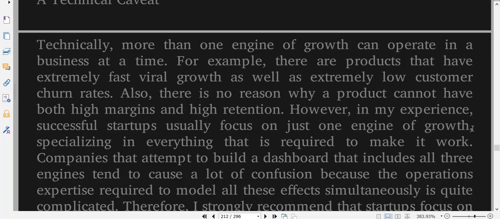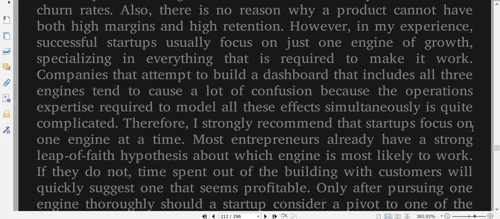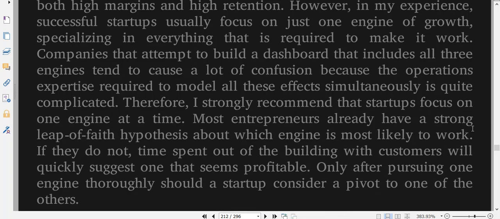However, in my experience, successful startups usually focus on just one engine of growth, specializing in everything that is required to make it work. Companies that attempt to build a dashboard that includes all three engines tend to cause a lot of confusion because the operational expertise required to model all these effects simultaneously is quite complicated. Therefore, I strongly recommend that the startup focus on one engine at a time.